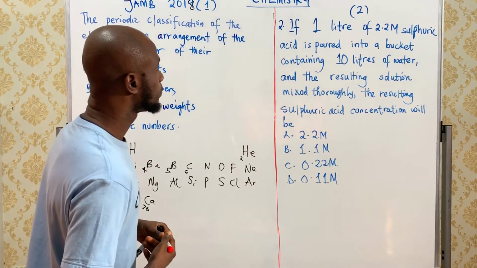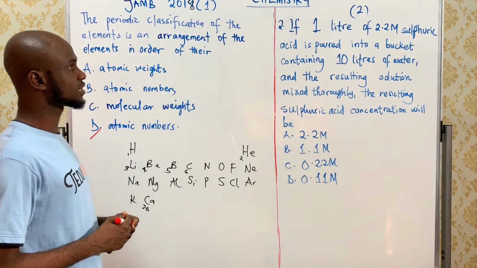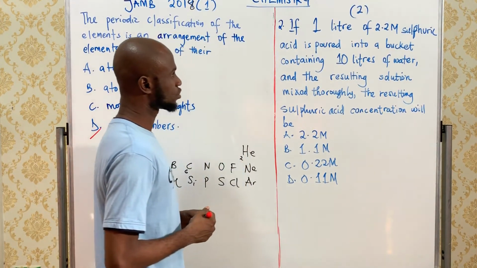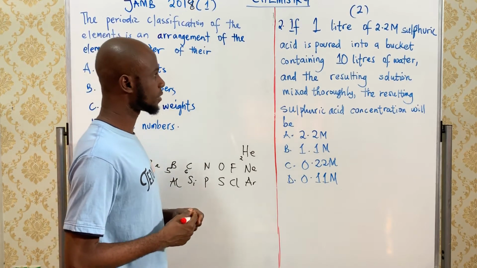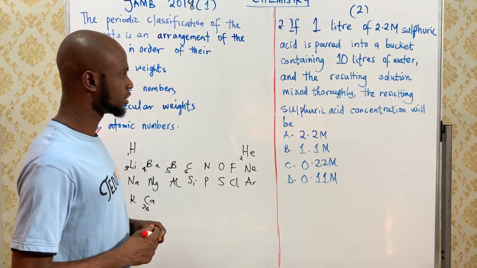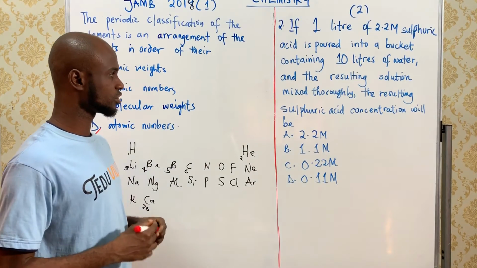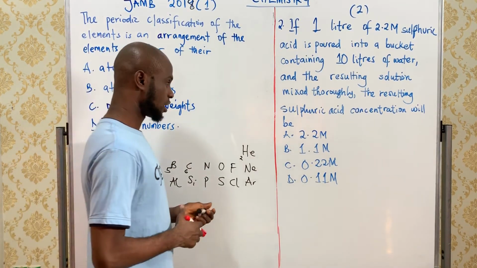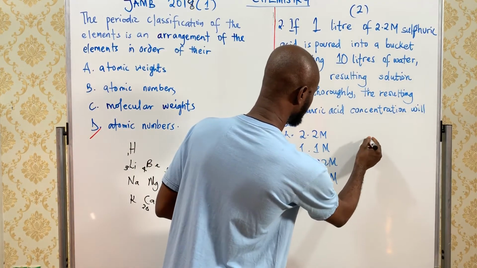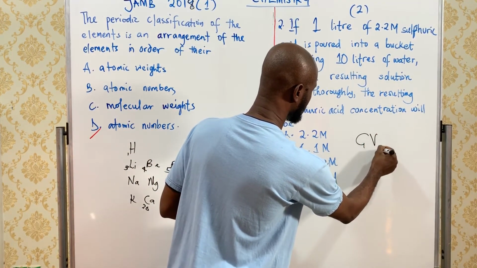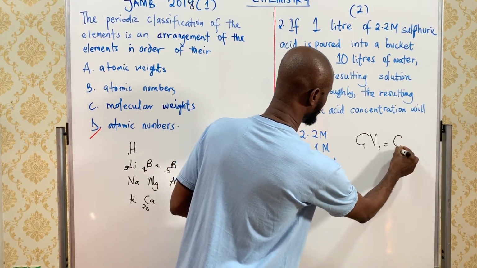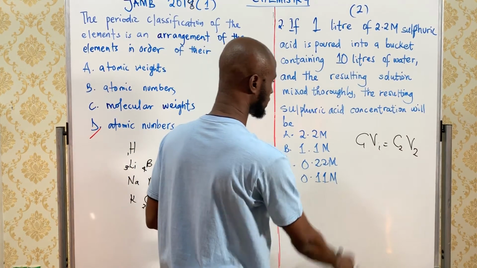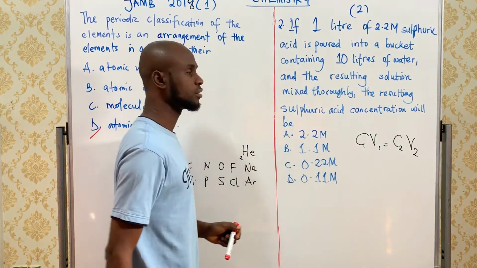Number 2. If 1 liter of 2.2 molar sulfuric acid is poured into a bucket containing 10 liters of water, and the resulting solution mixed thoroughly, the resulting sulfuric acid concentration will be dashed. This is the principle of dilution. And don't forget that the formula is C1 V1 equals C2 V2.